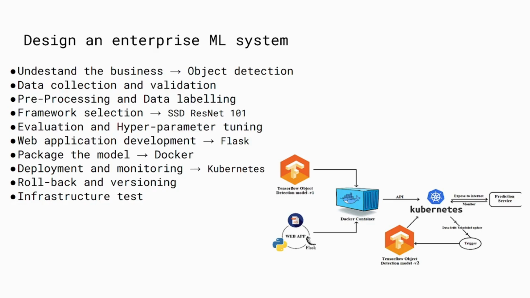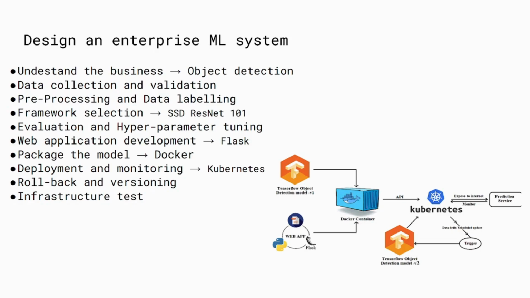Evaluation and hyperparameter tuning are important too. Then we need to create a web app to provide an interface. Flask, HTML, and CSS are used. Package the model with Docker. The goal of packaging the model into a Docker container is to ensure that the web application that uses the machine learning model runs reliably and consistently in any environment.